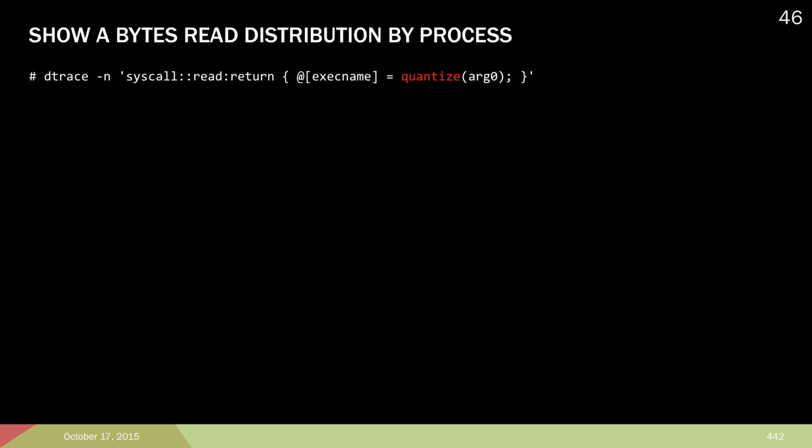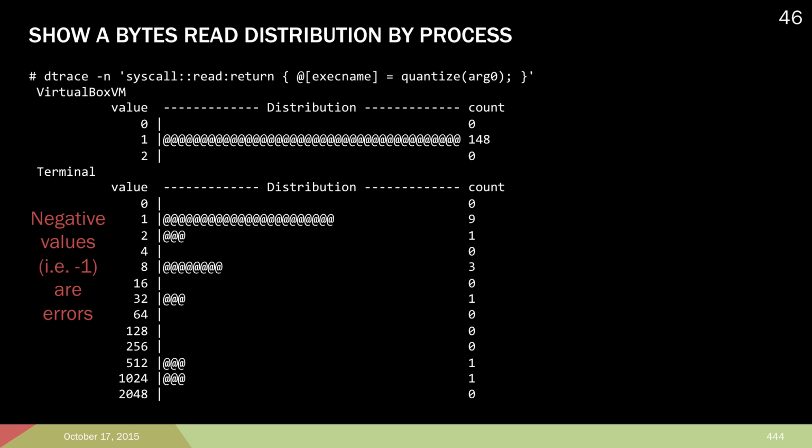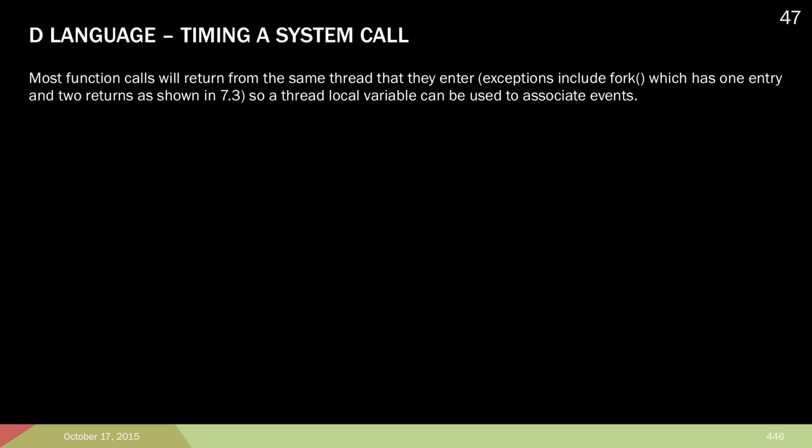Quantize produces a power of 2 frequency distribution by process name. You can see I've truncated the output to only display VirtualBox and Terminal. VirtualBox shows a unimodal distribution, and Terminal shows a quartile distribution. If you see negative values in histograms, those represent errors.